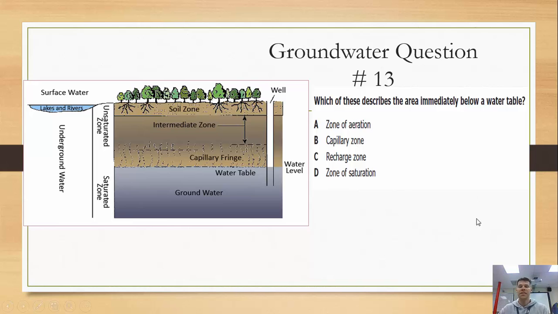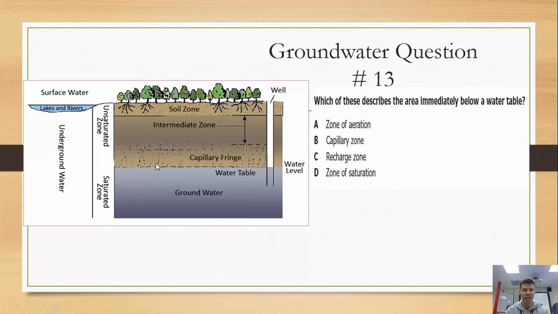Which of these describes the area immediately below a water table? So remember, our water table is the level to which you have to dig down until you reach water in the ground. And remember, here's a little well in the picture, and the well must go below the water table significantly if you want your well to work consistently.